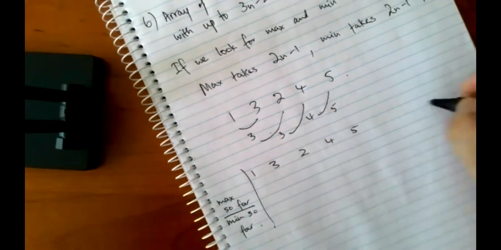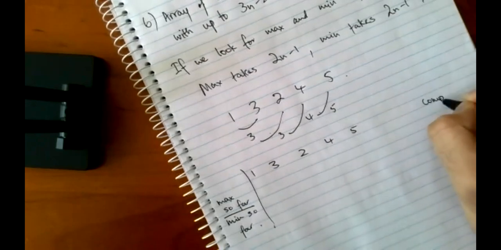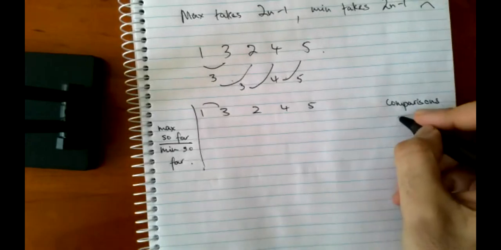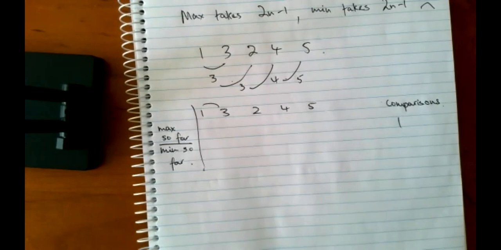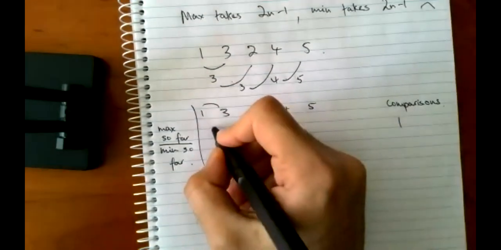I'm going to keep a tally of the comparisons that we use. First I'm going to compare 1 and 3. That's going to be one comparison. And I'm going to keep track of the max so far, which I'll write down as 3, and the min so far, which is 1. We were able to get both of those with one comparison. So that's good.